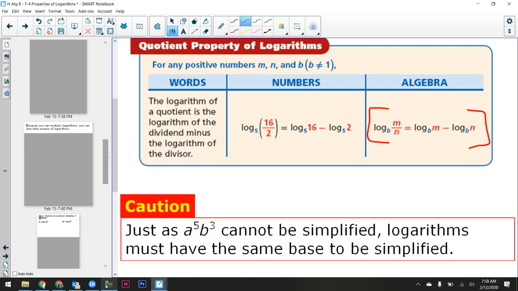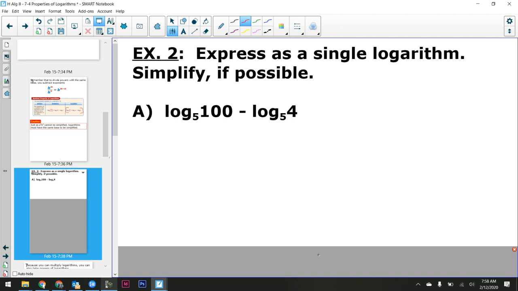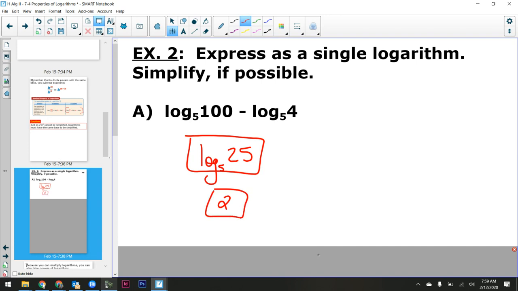All right. So again, the directions are the same. Express as a single logarithm, then simplify. This is another one that we would not be able to simplify ahead of time. We have to express it as a single logarithm and then simplify. So I've got log base 5 of 100 minus log base 5 of 4. That just simply turns into log base 5 of 100 divided by 4, which is 25. That's single log. Okay, what is log base 5 of 25? 2. Does that make sense? That's how that works.